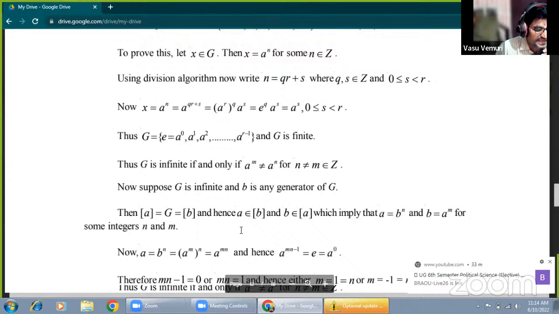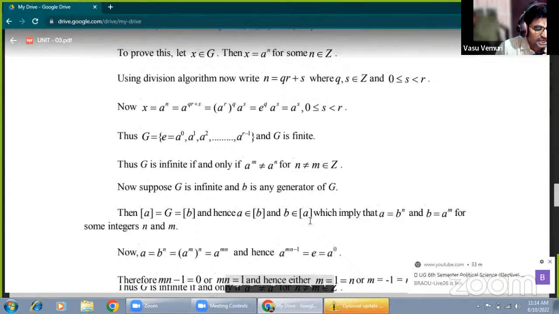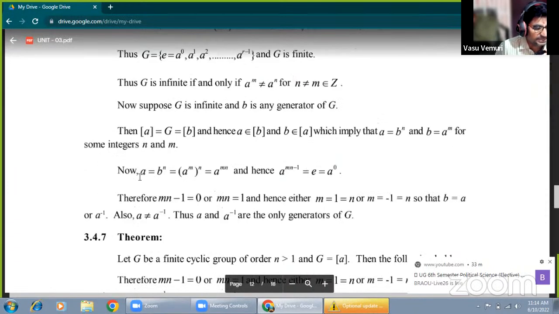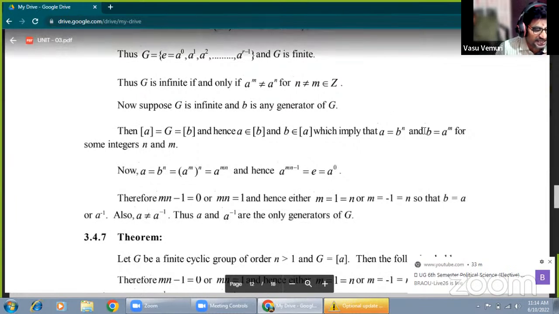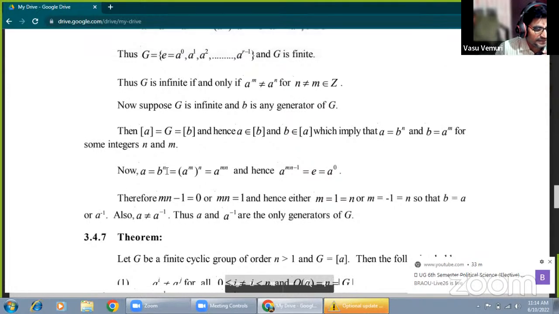The value is a according to this one. P equal to a power m, where n and m are integers. Suppose a equal to b power n. Replacing the b value with a power m, we get b power a power m whole power n, that is a power mn.